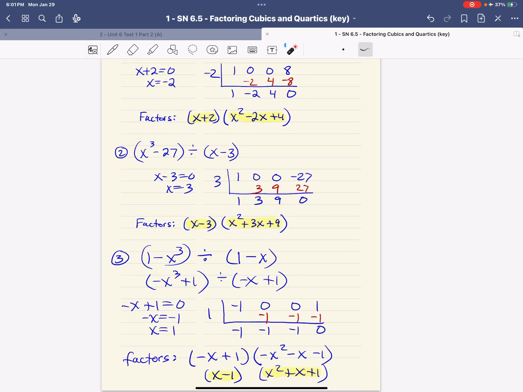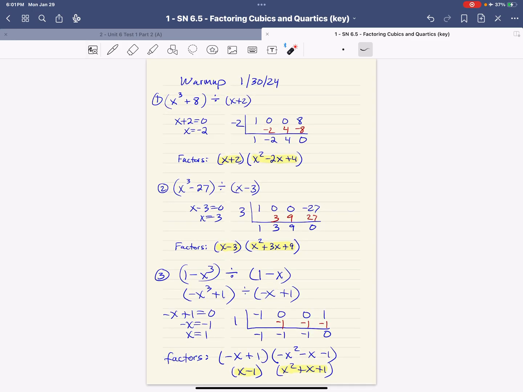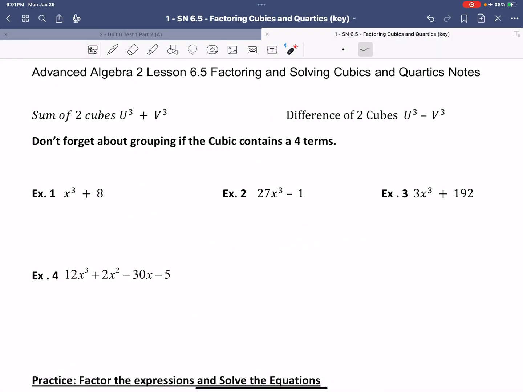Okay, so what did you figure out? Let's go back to our notes now and see if you figured out the pattern.